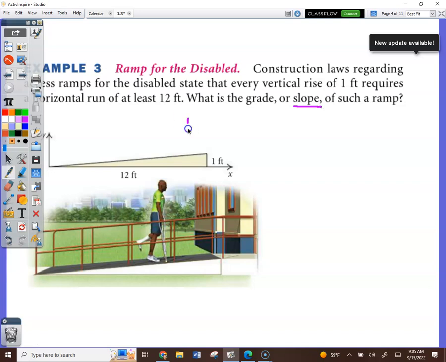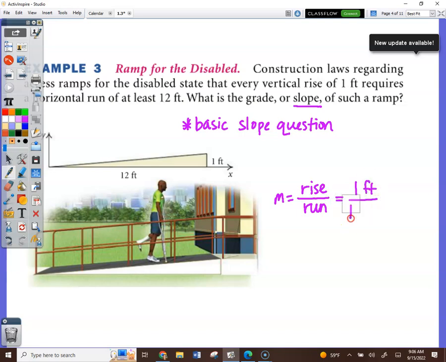Okay, so let's make some notes. This is a basic slope question. Do not overthink this. What's the phrase for slope? Rise over run. What did it say to rise? It says it's got to go up 1 foot, and then it's going to run 12 feet. So the slope is 1/12, feet in feet.